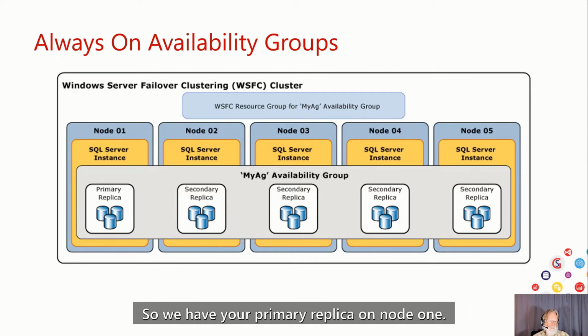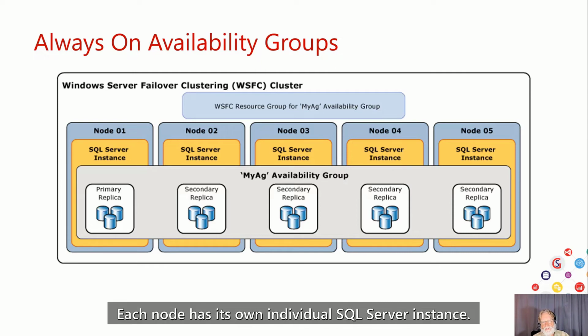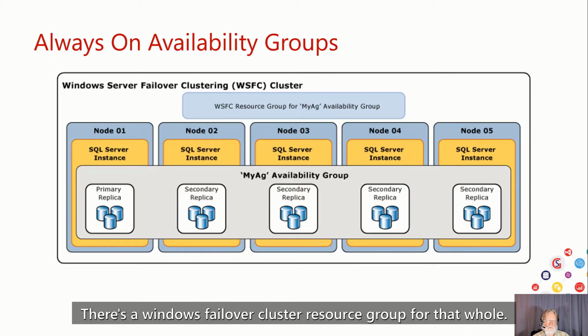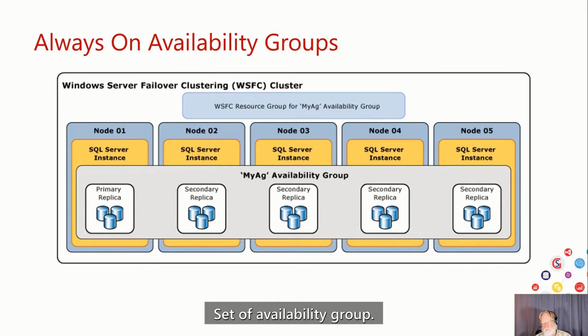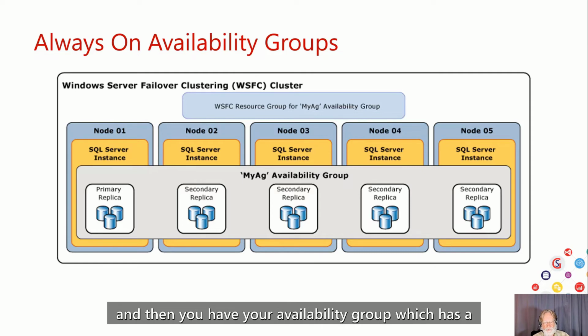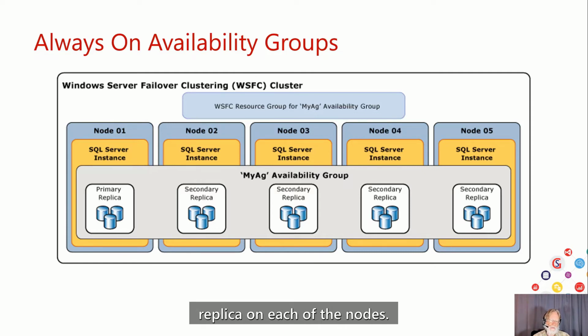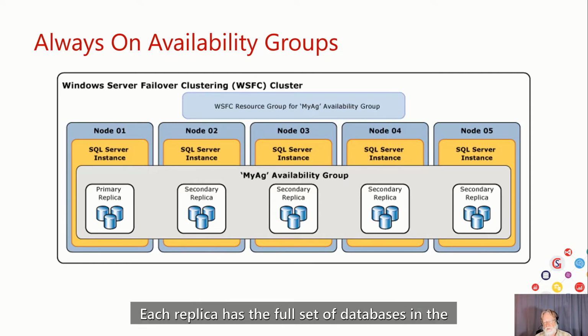So you have your primary replica on node 1. It has its own SQL Server instance. Each node has its own individual SQL Server instance. There's a Windows failover cluster resource group for that whole availability group. And then you have your availability group, which has a replica on each of the nodes. Each replica has the full set of databases in the AG.